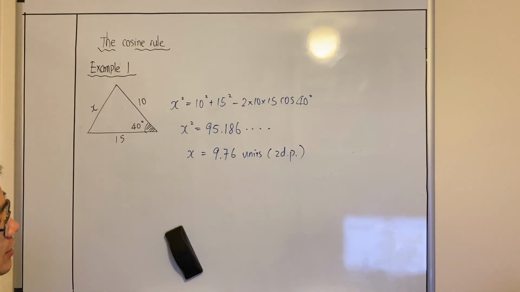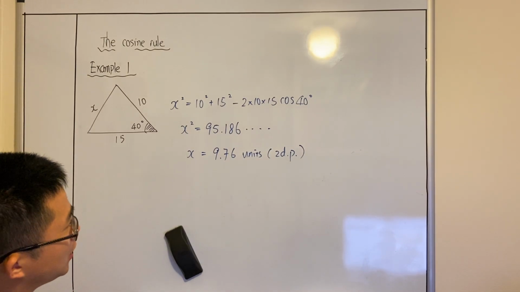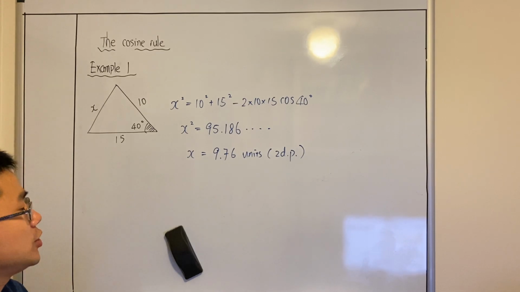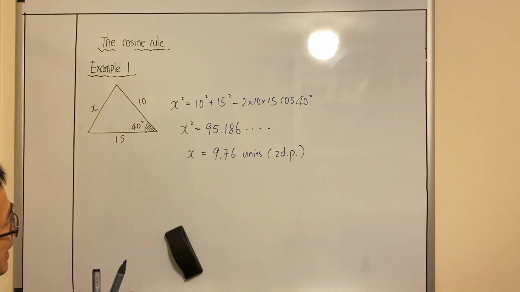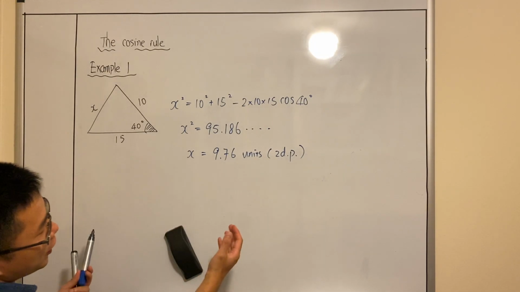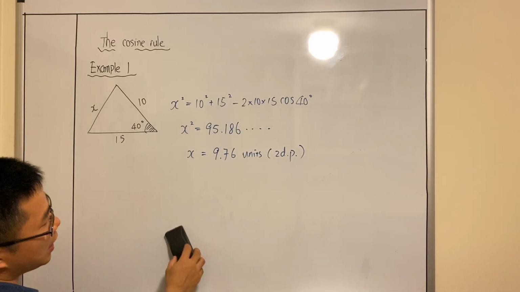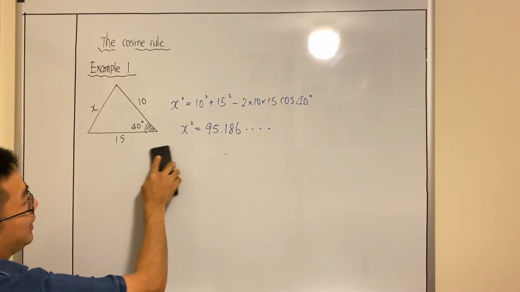But this is slightly different to the sine rule question. For the sine rule formula, you only use one set of formula to find both unknown sides or unknown angles. You don't need to change the formula. But for the cosine rule, if you want to find the angle, the formula is slightly different to the formula that you use to find the side. So I'm going to show you how to find the unknown angle using the cosine rule. Another formula.